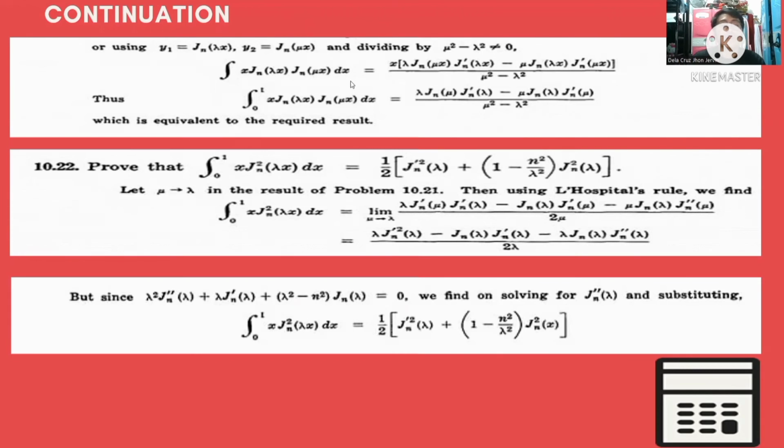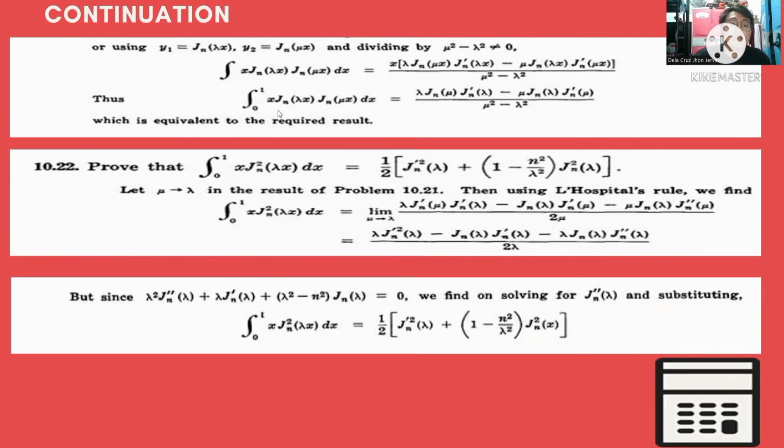equals x times lambda J sub n of mu x times J sub n prime of lambda x, minus mu J sub n of lambda x times J sub n prime of mu x, evaluated from 0 to 1, over mu squared minus lambda squared, since we divide. The integral from 0 is 0.